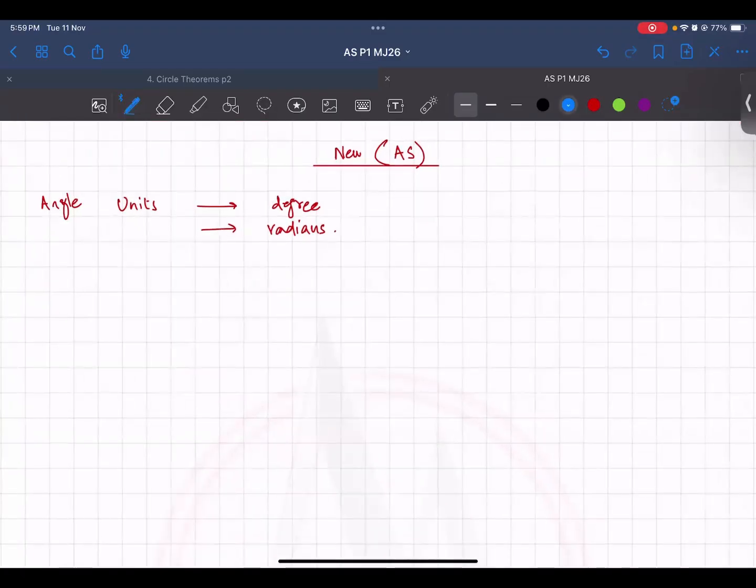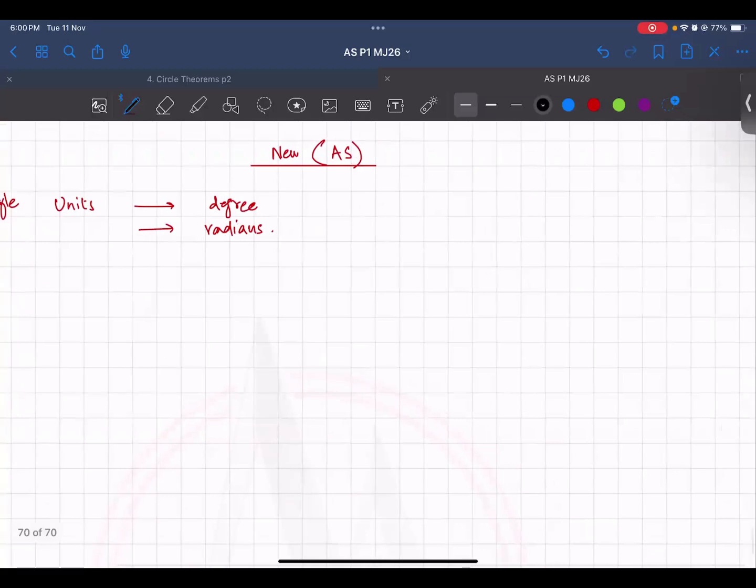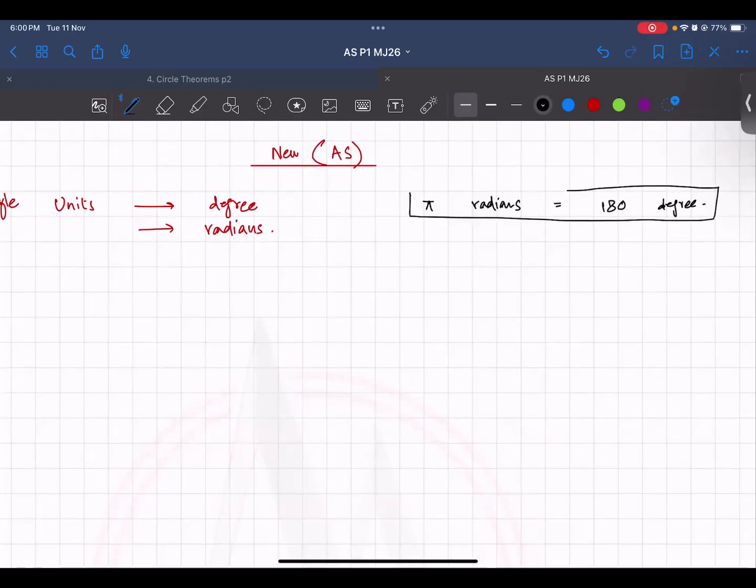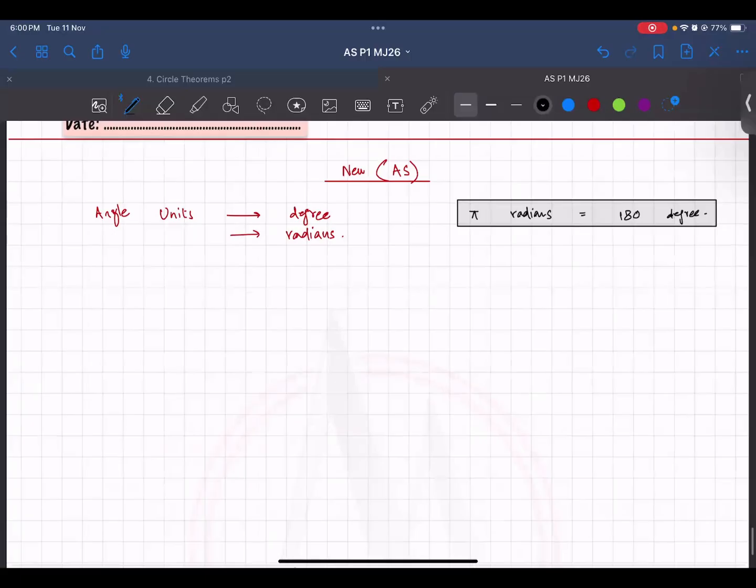And how do you convert? What is the relationship between them? The most basic relationship between degrees and radians is that pi radians equals 180 degrees. This is the most basic relationship between them. And then using this, I can find others. For example, how much is 90 degrees, 360 degrees, or 270 degrees in radians?